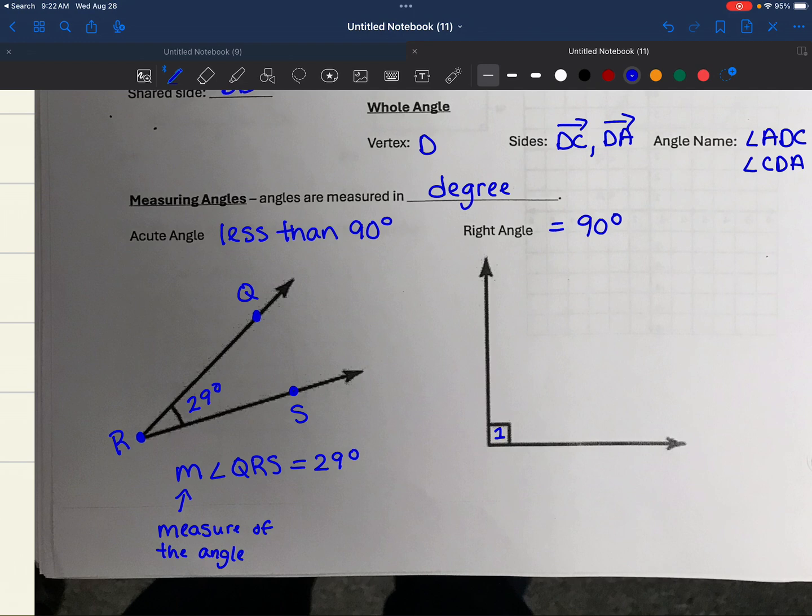Now, if this one next to it was called angle 1, how could I write the measure, or tell what the measure of the angle is? Measure of angle 1 equals 90. Easy enough. Yes?